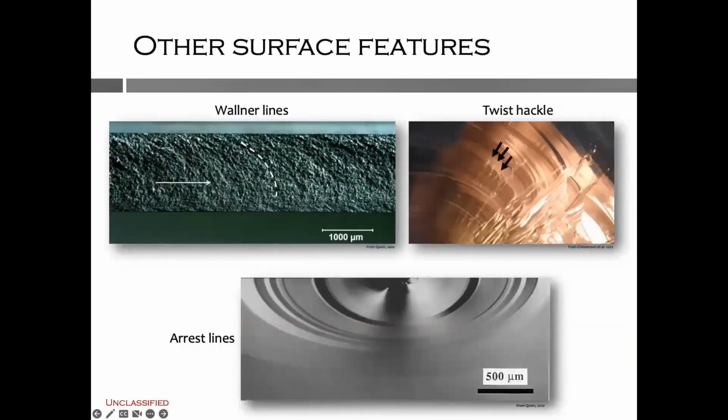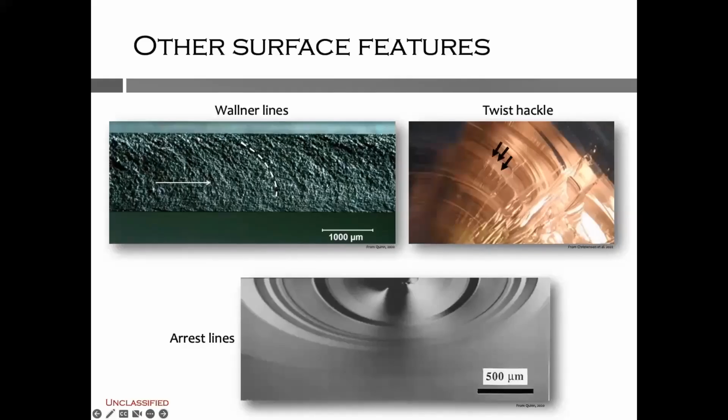Wallner lines, which are also called rib marks, are curved lines on a crack surface that are concave in the direction that the crack is propagating. The image on the top left here shows an example of Wallner lines on a ceramic fracture surface. The direction of crack propagation is shown with the solid white arrow, and the dashed line highlights a Wallner line.